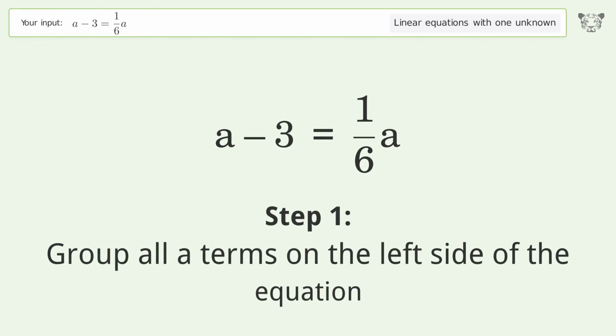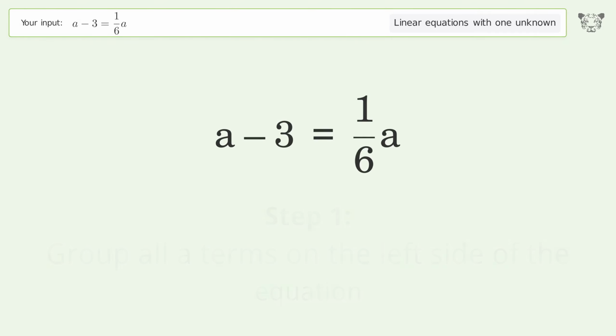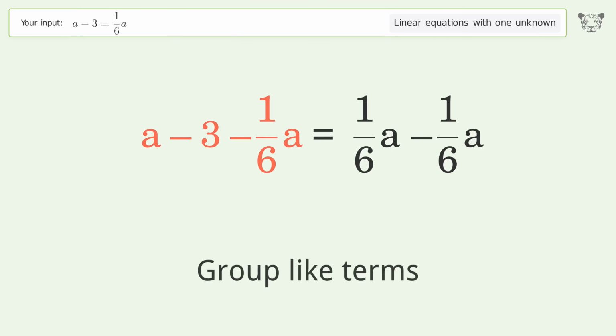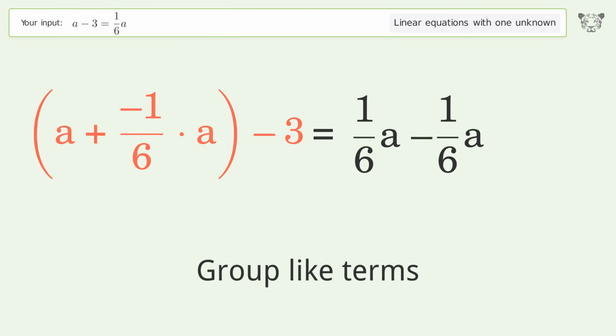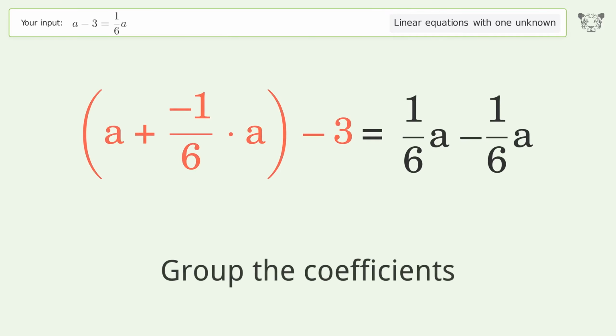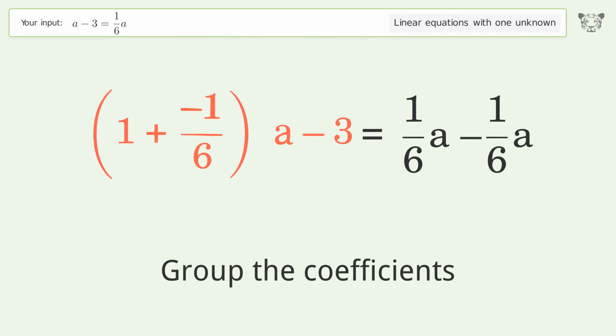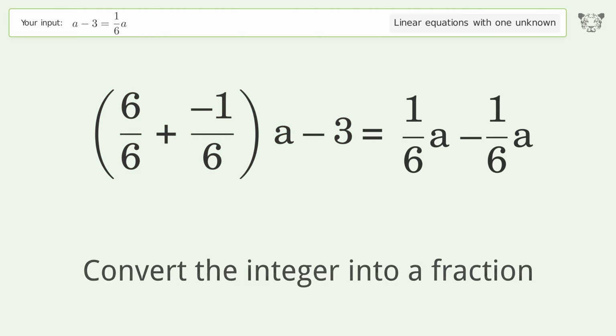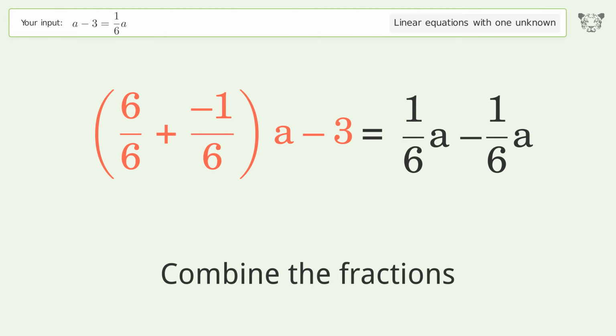Group all a terms on the left side of the equation. Subtract 1/6a from both sides. Group like terms. Group the coefficients. Convert the integer into a fraction. Combine the fractions.